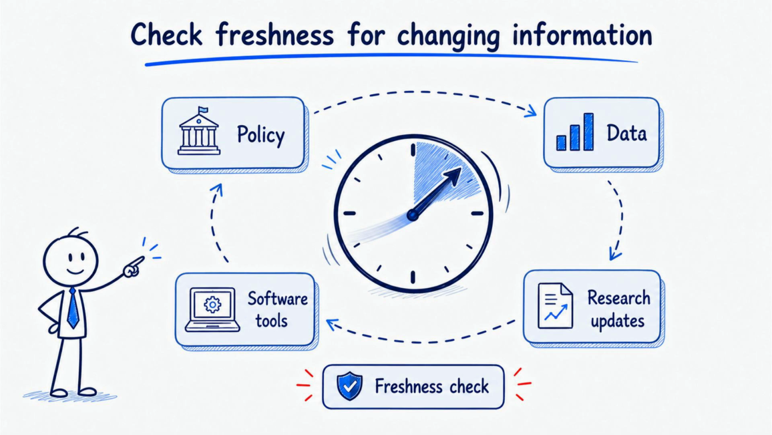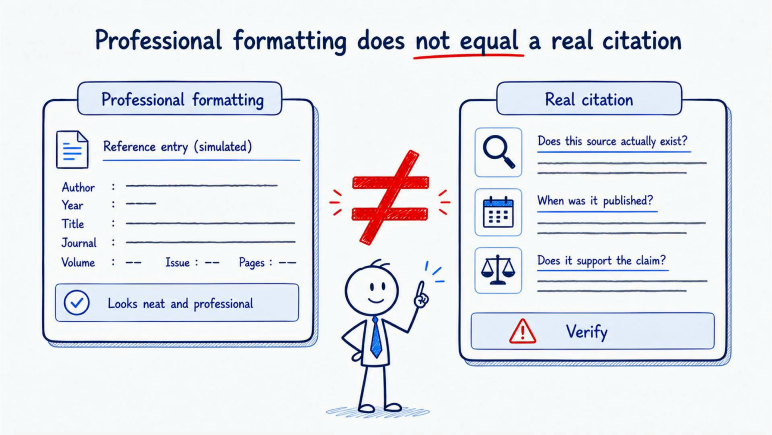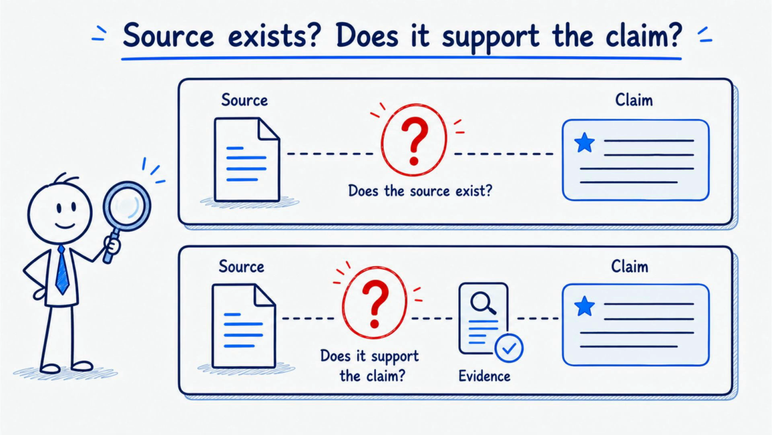The fourth is citation risk. This is the type most people overlook. Citation risk is especially dangerous because it often looks the most credible. ChatGPT may give you an author, a year, a paper title, a journal name, or even a DOI. But professional formatting does not mean the citation is real. And even if the citation is real, that does not mean it supports what the AI said.